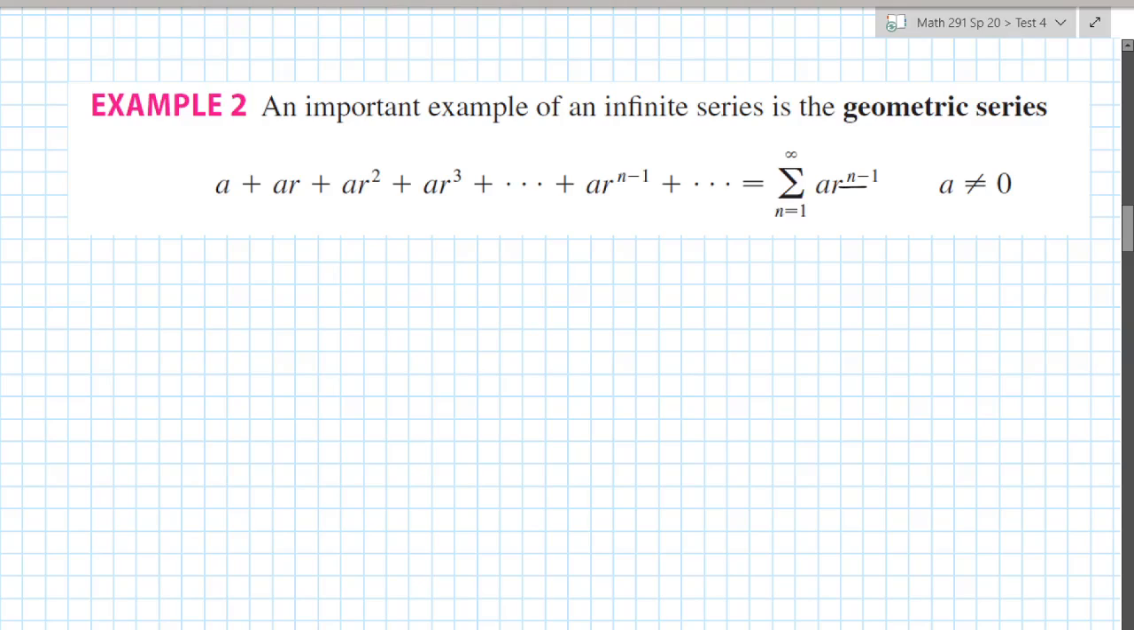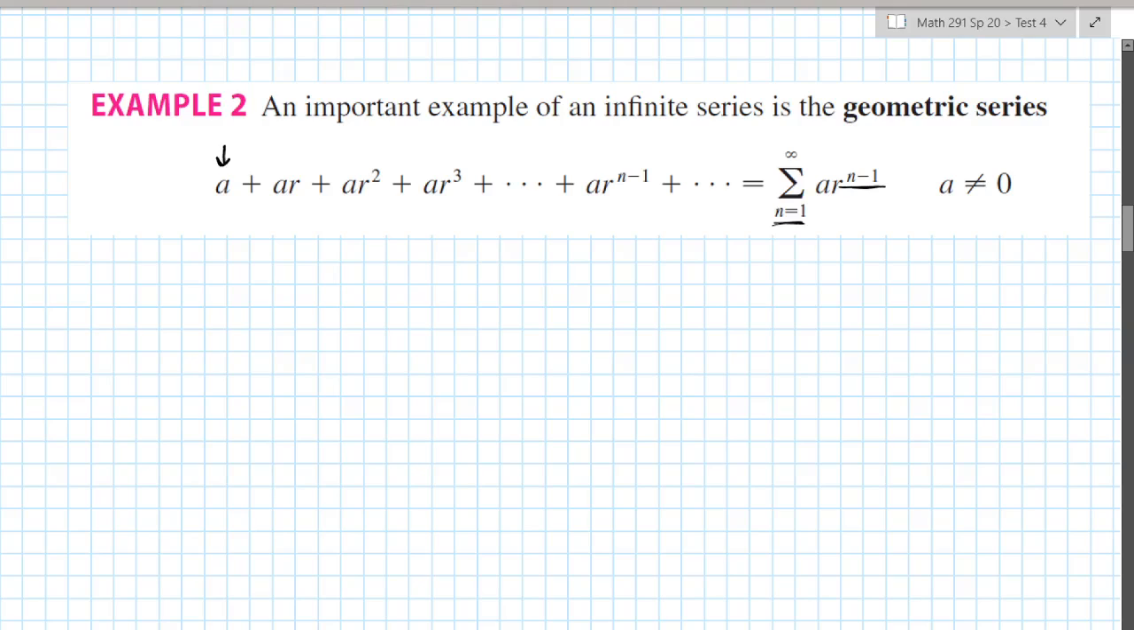Notice we've got this power n minus 1 since r starts at 1 and our first term here doesn't have any r terms in it. So we would like to try to find the nth partial sum to see if we can determine under what circumstances we can find the sum of this series.